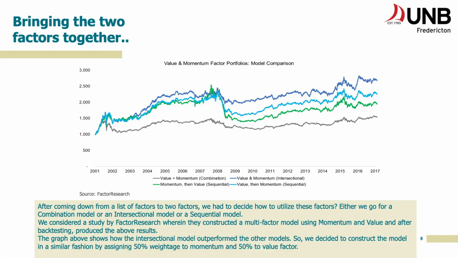Given the two factors, the next step was to choose which multi-factor approach to go for. The chart here shows the historical performance of a long-short portfolio of US stocks with value and momentum as the two factors.